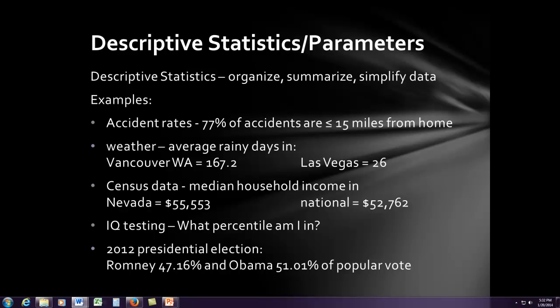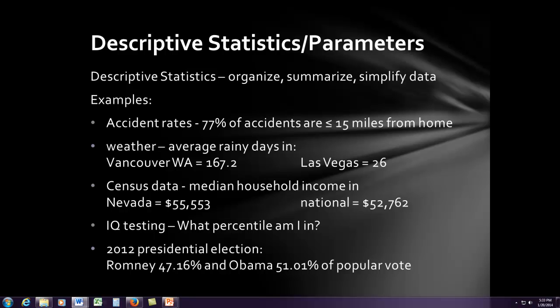So there are two major branches of statistical analysis. The first one is called Descriptive Statistics, and that's what we'll spend the first couple of chapters on in this class. And descriptive statistics are really just a set of mathematical procedures for organizing, summarizing, and simplifying data. Now, sometimes we have access to the entire population, and we would call those descriptive parameters if they're numbers that organize, summarize, and simplify data from a population.